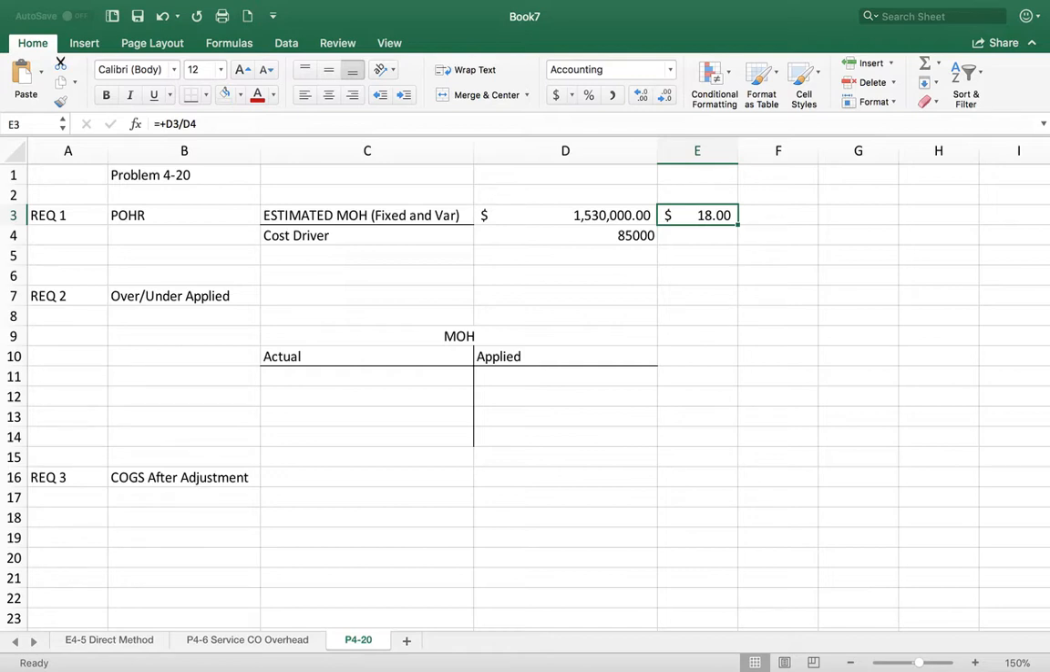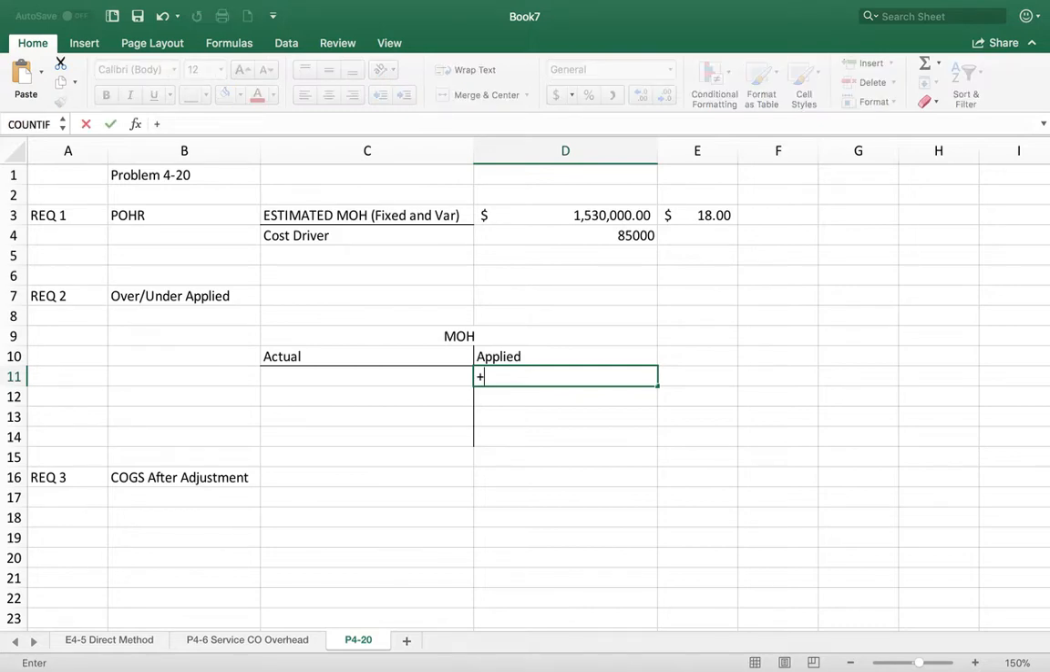Okay, so then the next step is, what is overapplied or underapplied? Well, it can't be both an overapplied and underapplied. It has to be either one or the other. So how much was applied? Well, it was applied at $18 an hour. How many hours were actually worked? It tells me that the actual computer hours that were worked were 60,000. So I'm going to take that 60,000 and multiply it times my predetermined overhead rate. Voila, that's how much was applied.